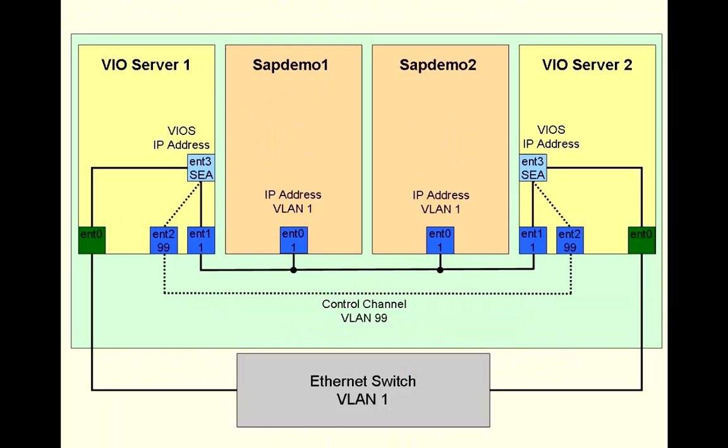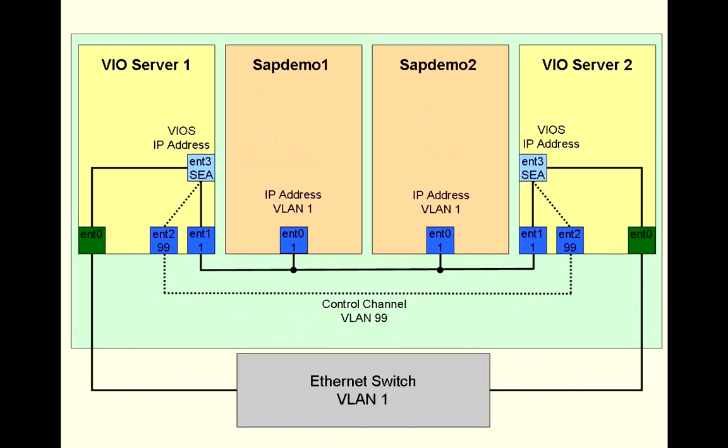On the next slide, we show our network configuration. We're utilizing the shared Ethernet adapter capabilities of the VIO server. In our case, we have 2 VIO servers. This provides both adapter redundancy and VIO server redundancy.